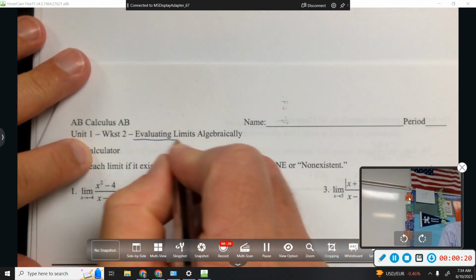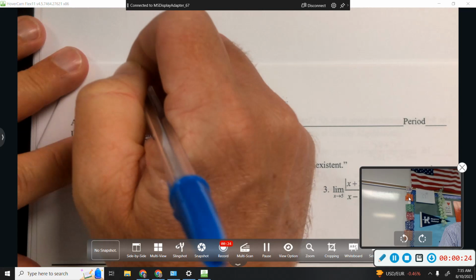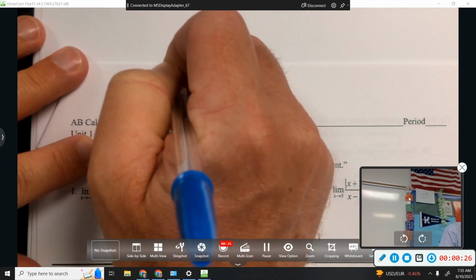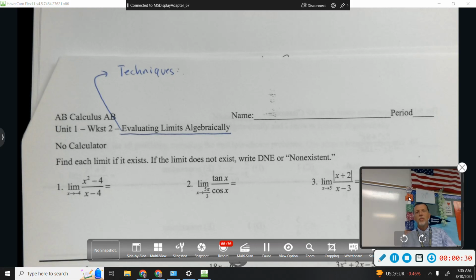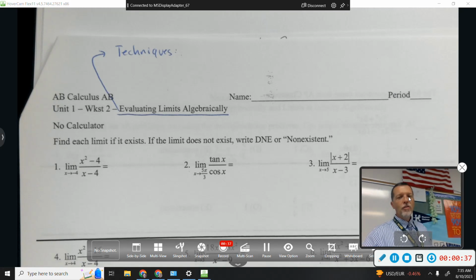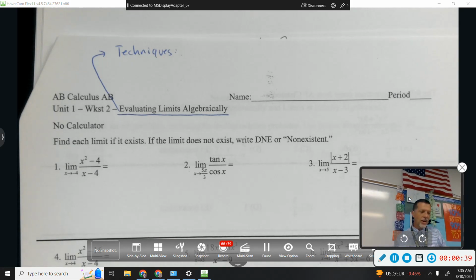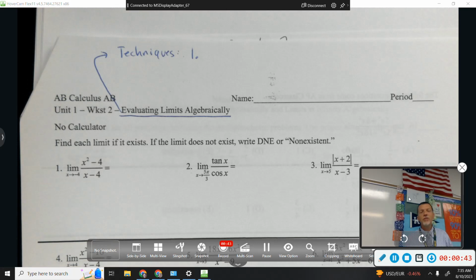So, evaluating limits algebraically. There's some techniques we need to know. Again, write small and it'll all fit up there. So, techniques for evaluating limits algebraically. Our favorite technique by far, does anybody know what it's called? What we do first with limits? It doesn't always work, but this is what we try first.